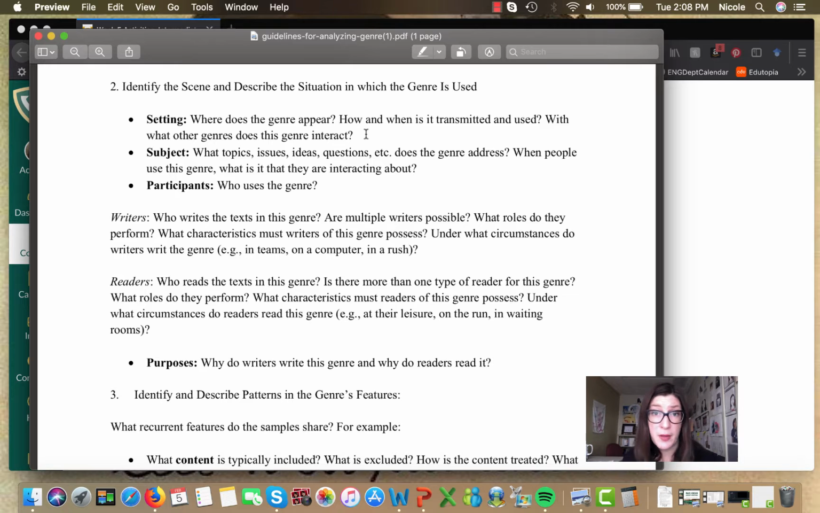Where does the genre appear includes places like, well, it appears in the Journal of Writing Studies. It appears online through the JSTOR database. It appears wherever else it appears, in the library, in a printed packet, wherever you encounter it, okay? How and when is it transmitted and used?